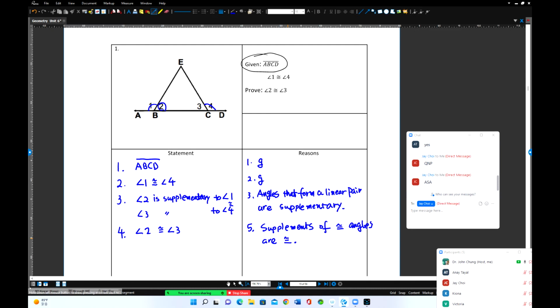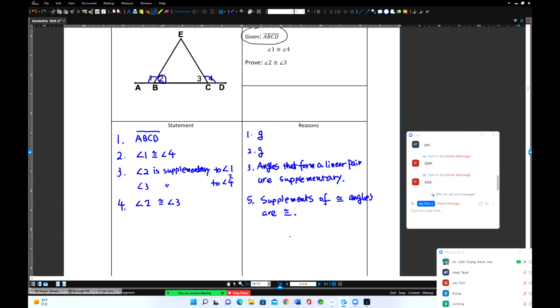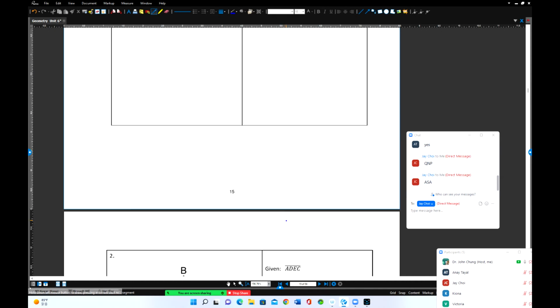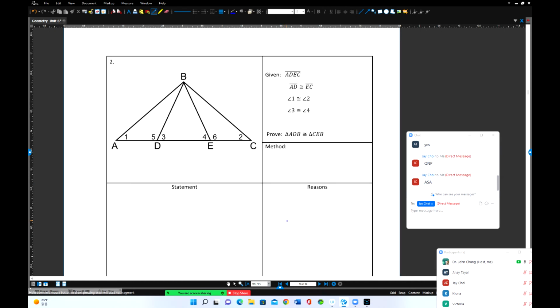That's why when you have supplementary angles, how we handle this one, you have to memorize the steps over here. Always write supplementary, the reason over here. And the supplements of congruent angles are also congruent. You have to memorize the reason. All right, move on to the next one.